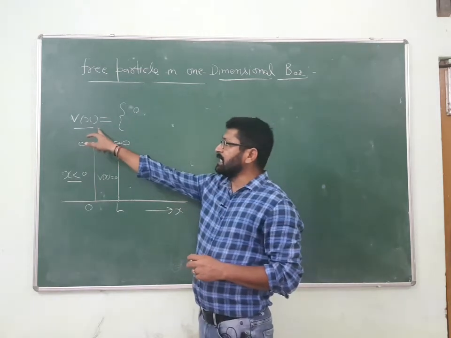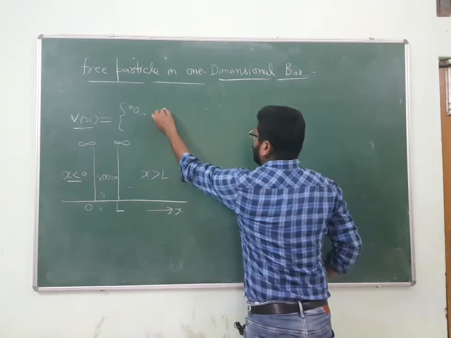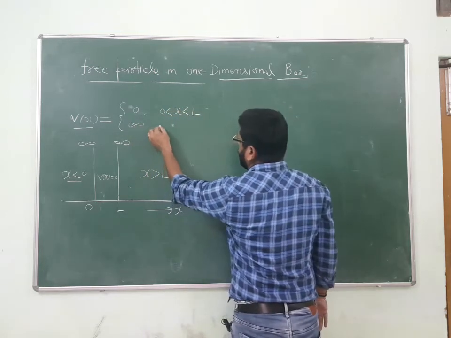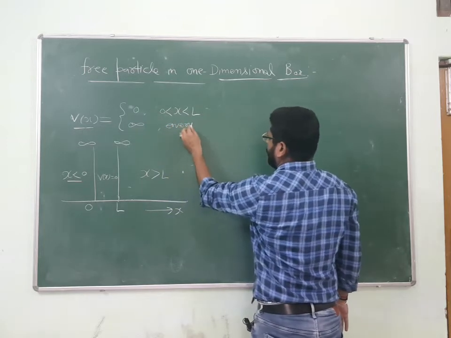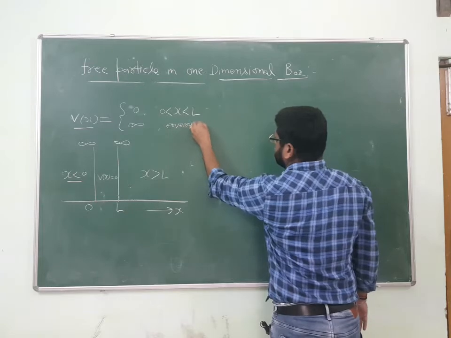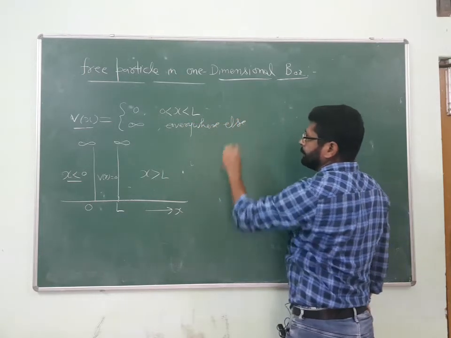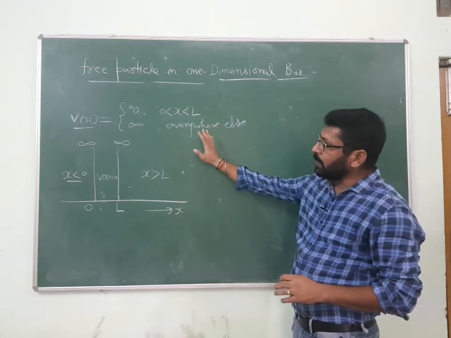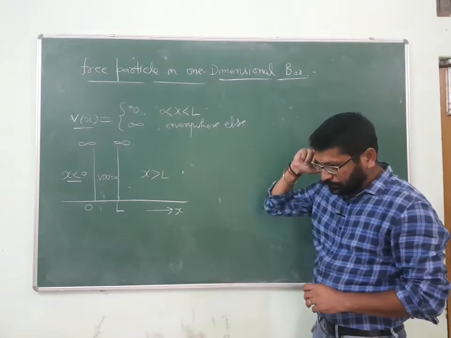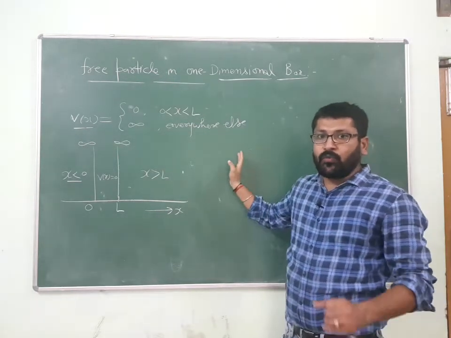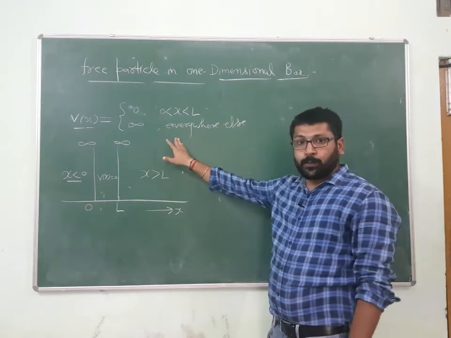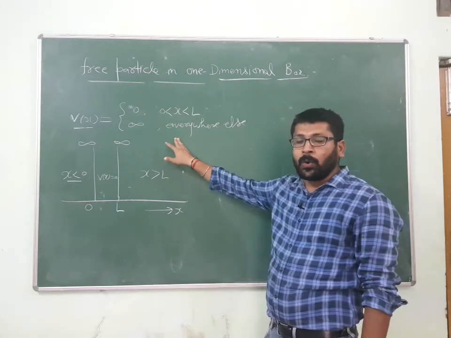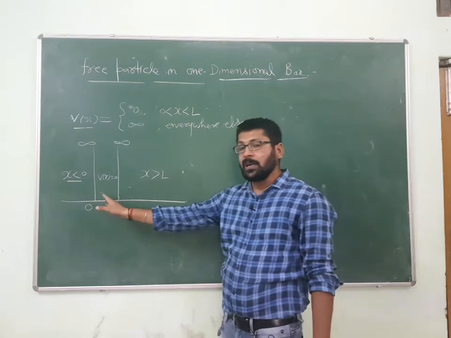So mathematically we can represent this potential. It is 0 for the region x between 0 and L, and it is infinite everywhere else. It means outside this region the potential function will be infinite, and this is how we can write this potential function. So in quantum mechanics, now we have a particle which is under this potential and we want to solve this problem. We want to know how this particle will behave within this system.